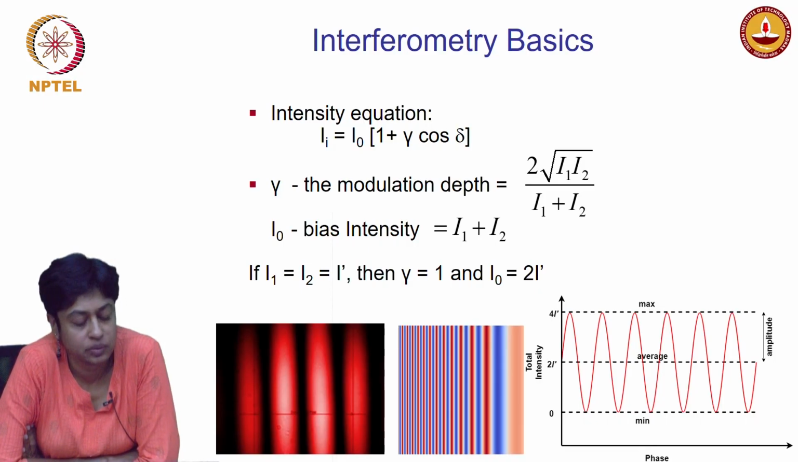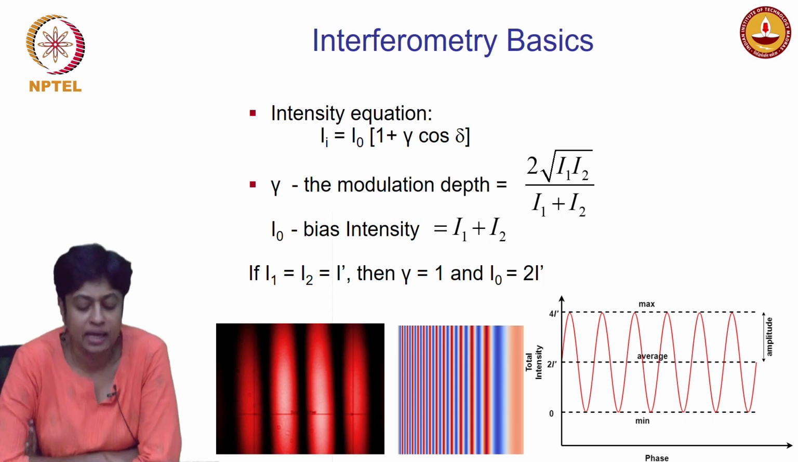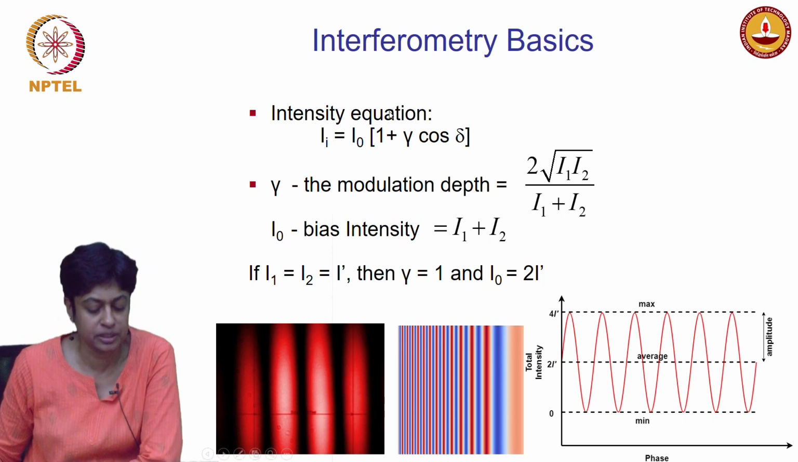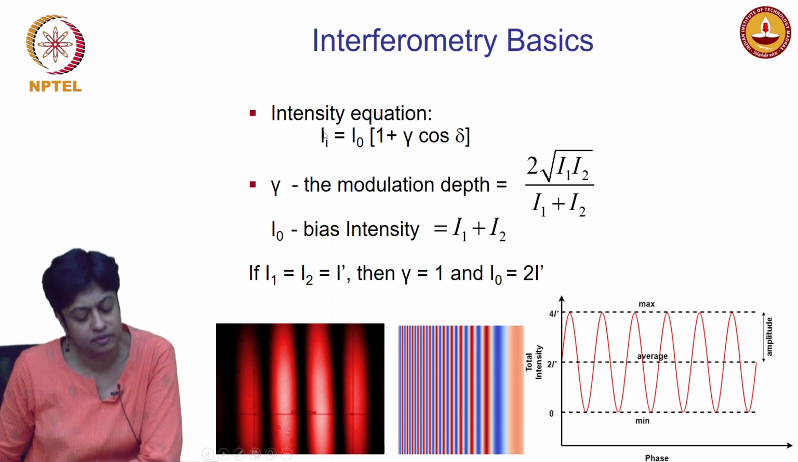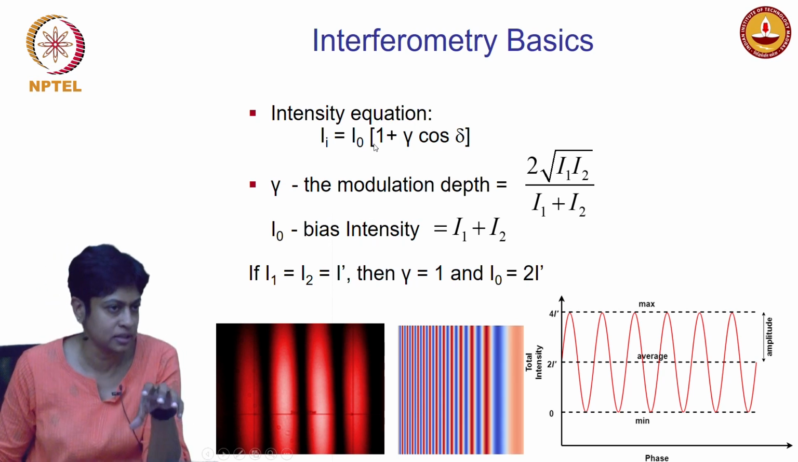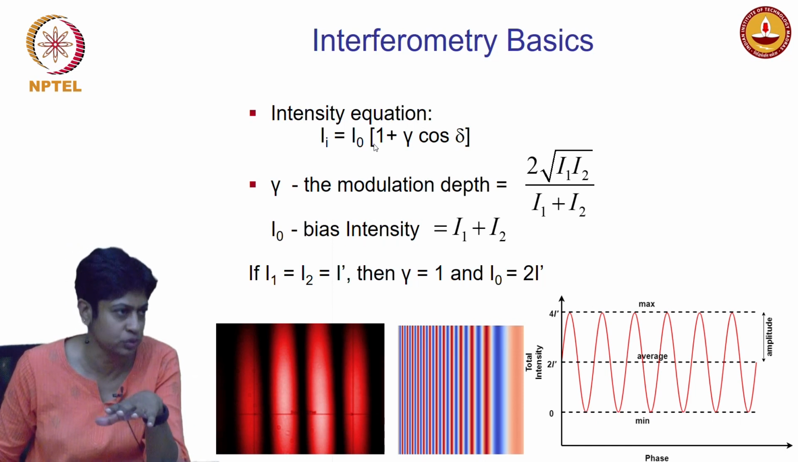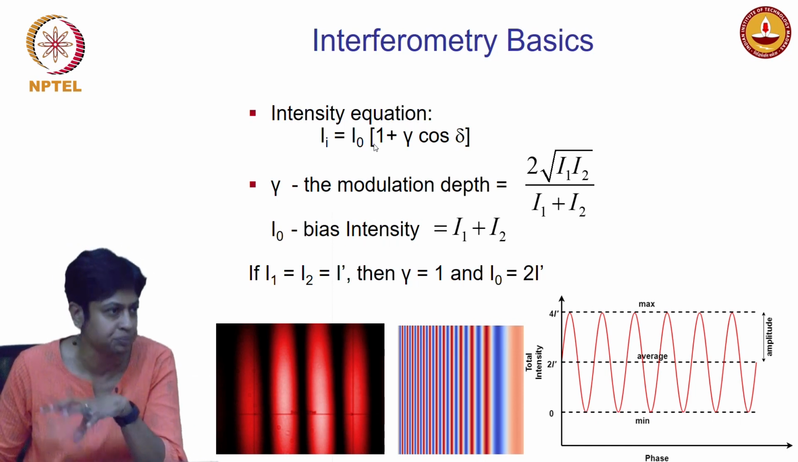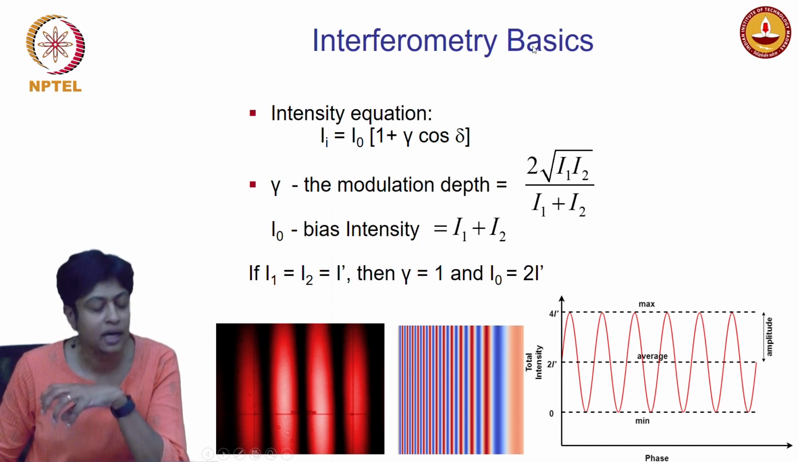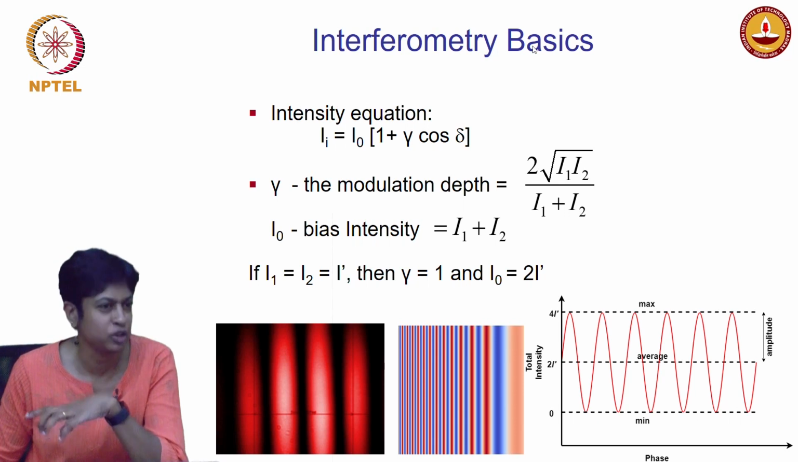In yesterday's class, we looked at interference, and specifically we took the case when you have two beams interfering, and we arrived at this expression. And we looked at the various terms. So, we said I naught is a term that relates to the individual intensities. So, you have two beams interfering, and I naught relates to the intensity of each of those beams. In fact, it is nothing but the sum of those intensities, and gamma relates to what we call the visibility or the modulation depth of the fringes.